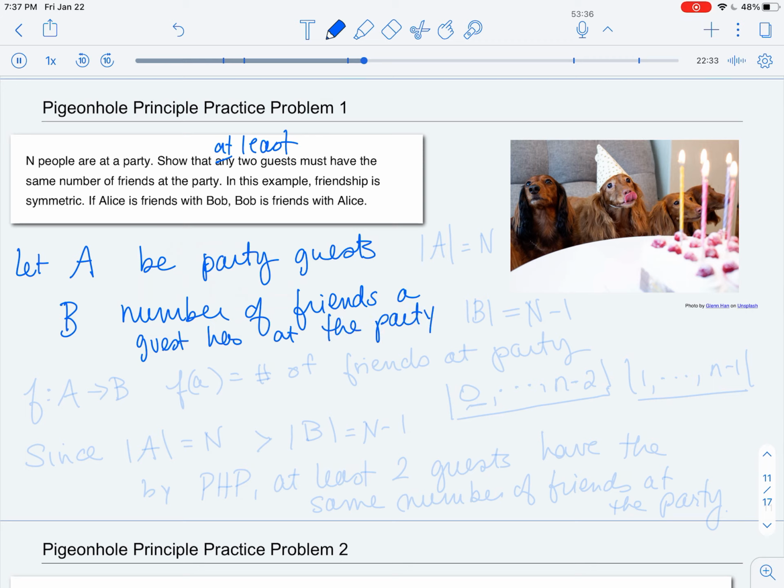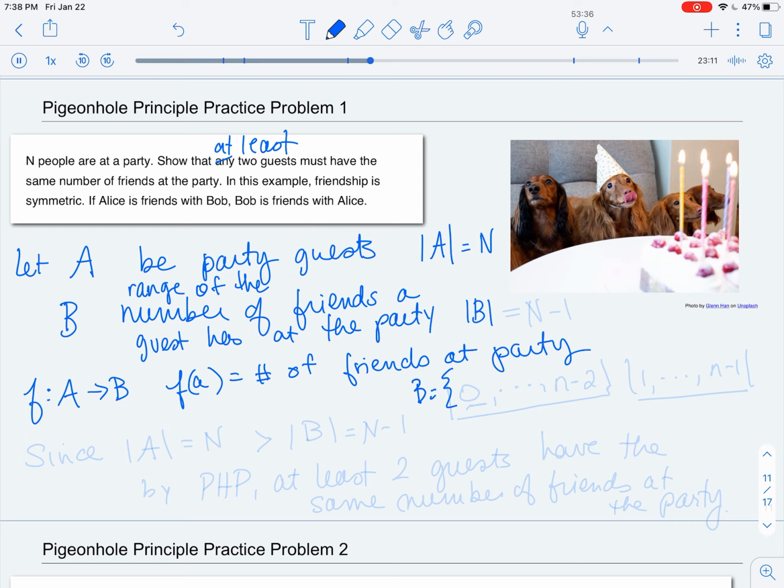Okay, so now we have to think about this. We know that there are n people at the party, so we know the cardinality of A is going to be n. And we have to think about the cardinality of B. And also we have to think of our function f going from A to B. It is going to be a function that, given a guest, maps that person to the number of friends at the party.